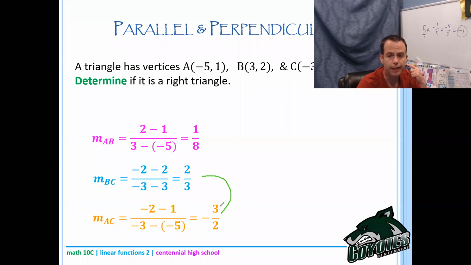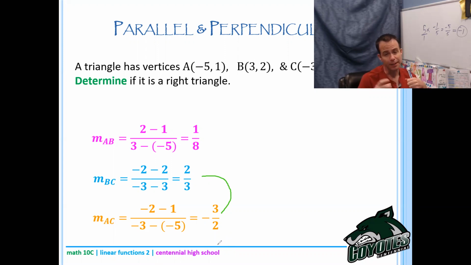2 over 3 and -3 over 2, those guys are negative reciprocals of each other. Because they're negative reciprocals of each other, that means they're perpendicular to each other. And because they're perpendicular, that means there's a right angle there, which means this triangle is a right triangle, okay?